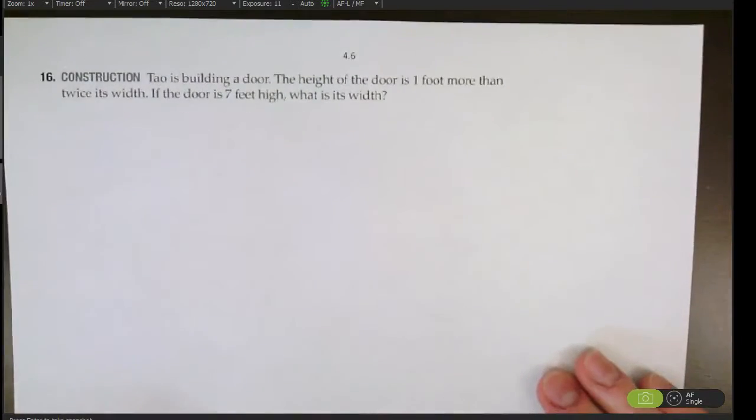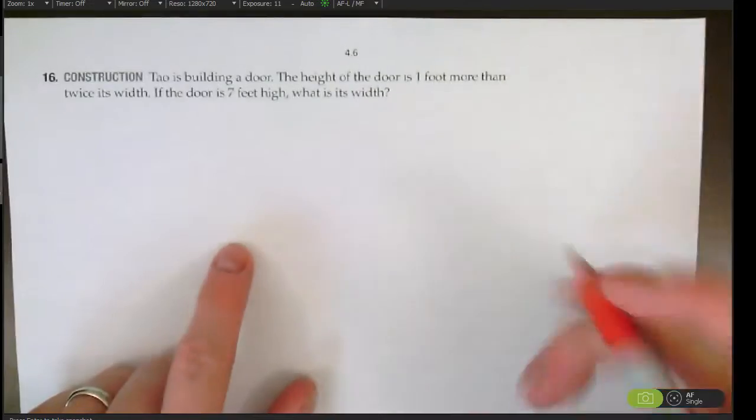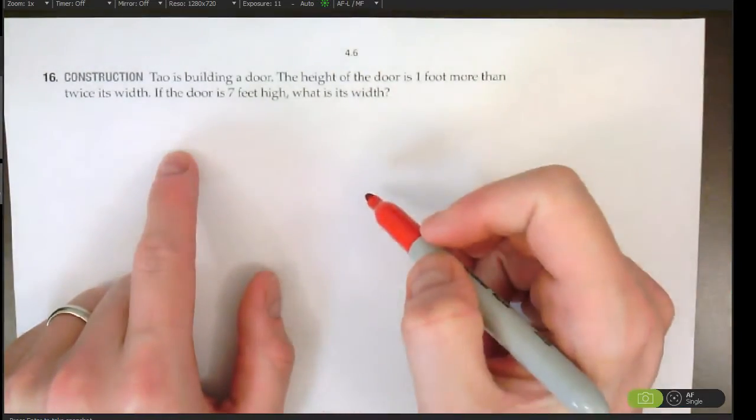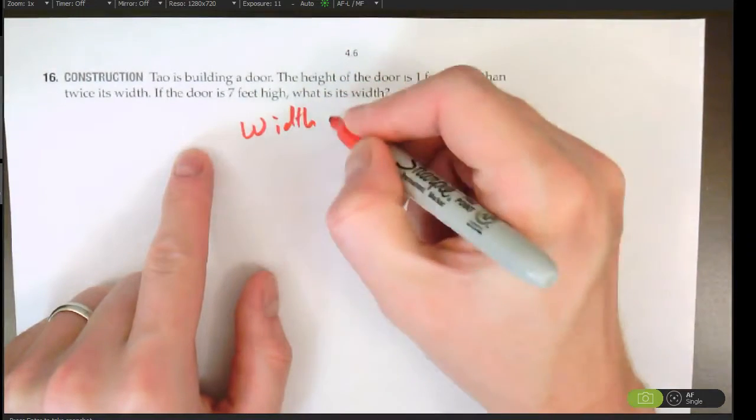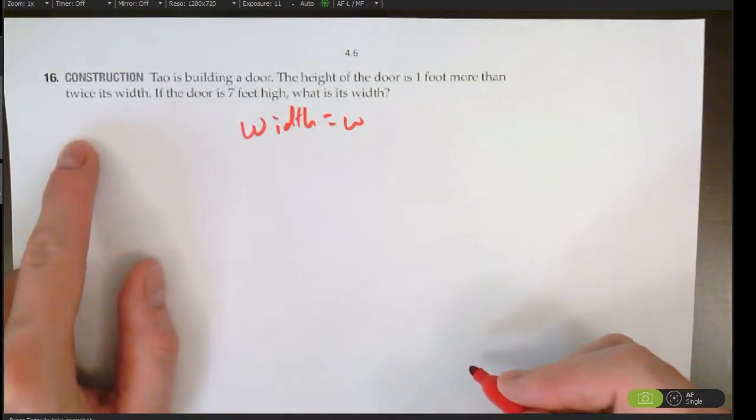Okay. Number 16, construction. Tao is building a door. The height of the door is 1 foot more than twice its width. The door is 7 feet high. What's its width? So width is what we don't know. We're going to call that W.